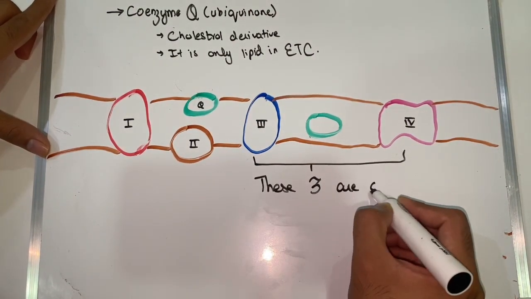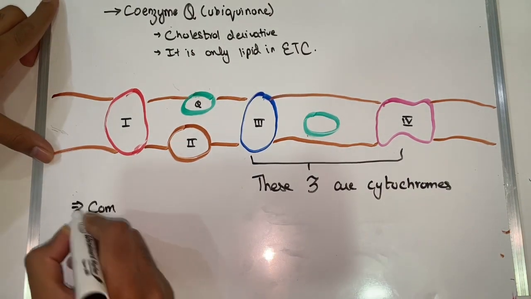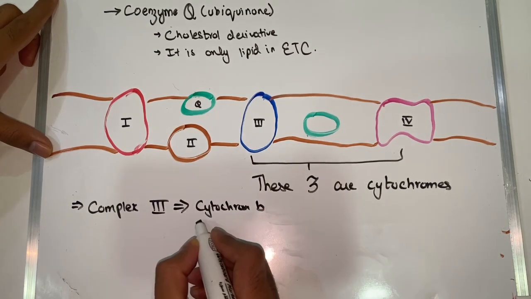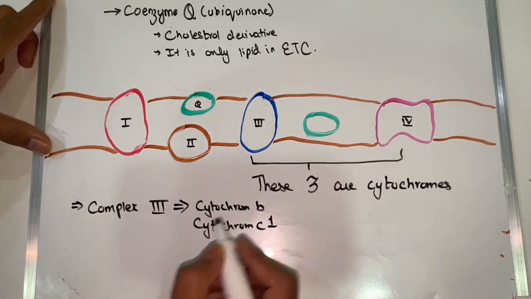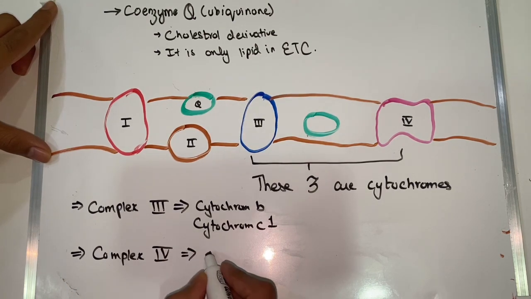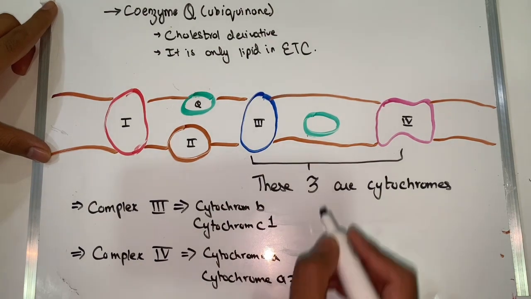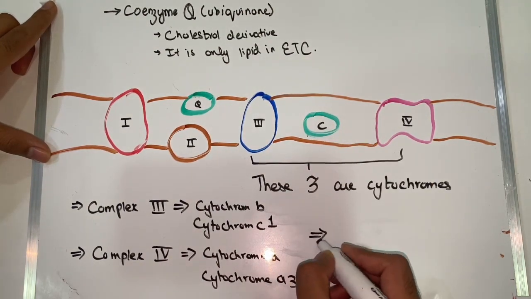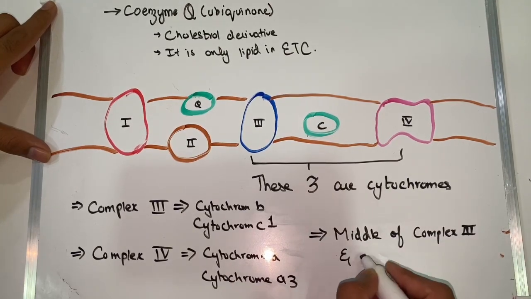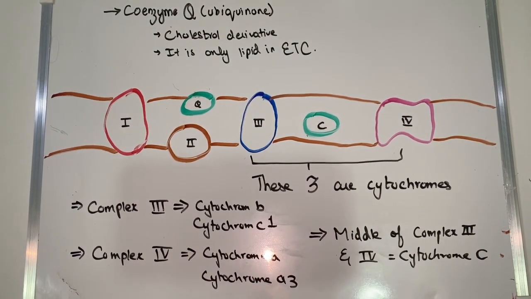or oxidative phosphorylation. After it we have 3 cytochromes, which includes complex 3, which is cytochrome B and cytochrome C1. At the end we have complex 4, which has cytochrome A3 and cytochrome A. In the middle of complex 3 and complex 4 we have cytochrome C. So these 3 are basically cytochromes.